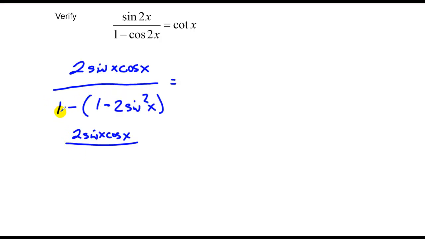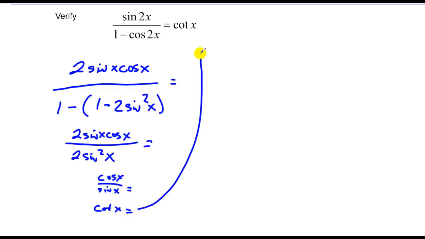Notice the 1's subtract off. I'm left with 2 sine squared of x. The sines reduce, the 2's reduce, leaves me with cosine over sine, which is the cotangent, which is what I wanted.